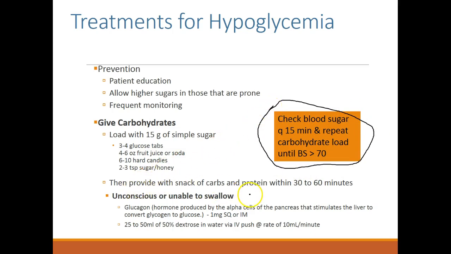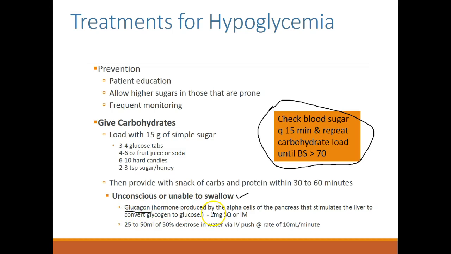Once it has, you want to provide a snack of carb and protein within 30 to 60 minutes. This just kind of helps keep the blood sugars up instead of having a dip again. Because really what that simple carb is doing is just getting the blood sugar up, but it doesn't actually help to sustain it. Someone who is unconscious or unable to swallow, you'll use glucagon.